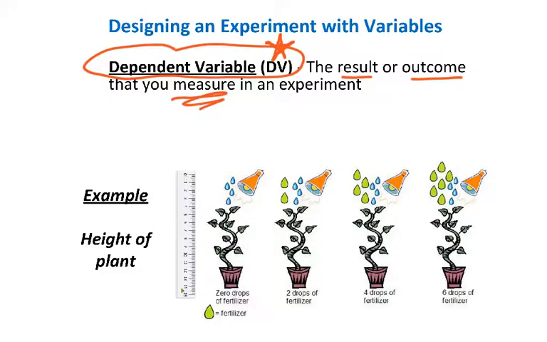So for example, in this case, we're changing the amount of fertilizer that each of these plants gets. And at the end, in order to see whether or not the fertilizer made a difference, we're going to measure the height of the plant. We're going to see how tall the plant got and see if plants with more fertilizer grew taller. So in this case, the result or the outcome of the experiment, the thing we're measuring at the end, is the height of the plant. That would be our dependent variable.